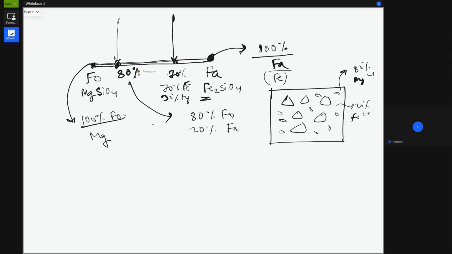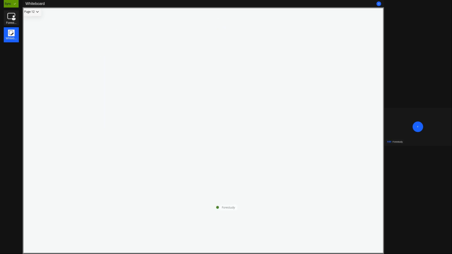Simple. So this is in 2D. In 2D, this is how we can simply explain a solid solution. Now let's come to 3D, where we can understand it in a better way.